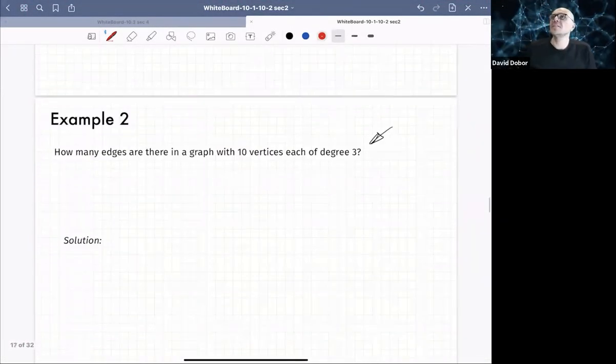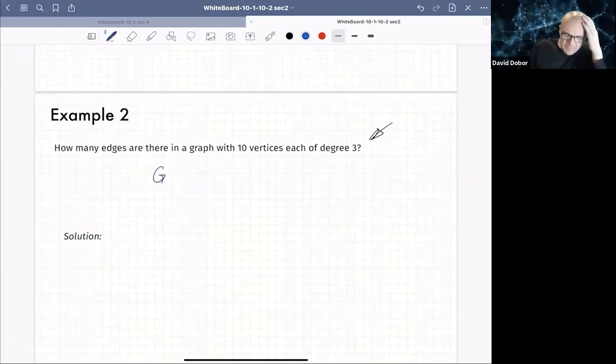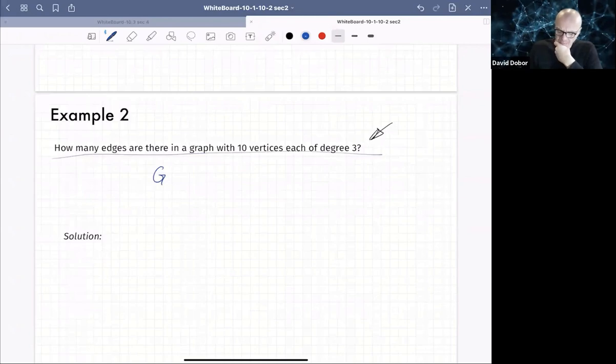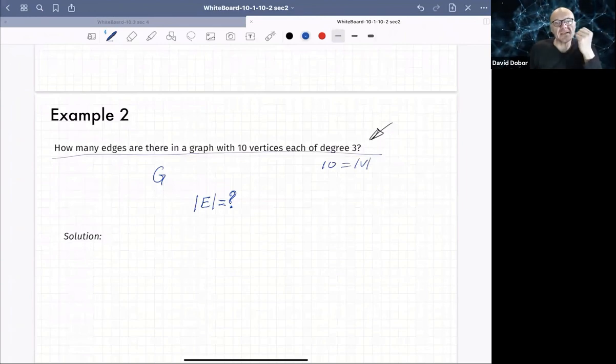Here's a real quick one before we leave. So you're given some graph G, right? And it has 10 vertices. Each has degree 3. How many edges does it have? So help me out with that. I want to know how many edges I have, if all I know is that the number of vertices is 10, and each vertex has degree 3. So somebody help me out.